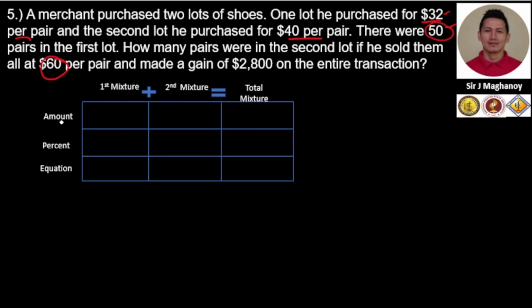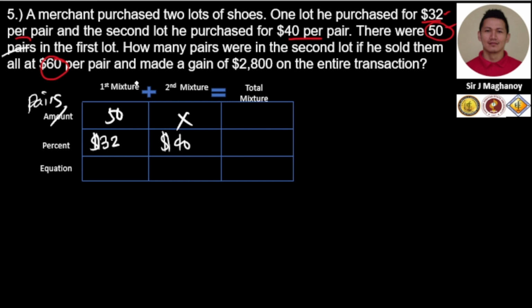So instead of amount here, this will become pairs. How many pairs for the first lot? That is 50 pairs. At what price? $32 per pair. And the second lot, it is purchased at $40 per pair. So we have $40 per pair here. And the number of pairs in the second lot is not defined. So we can start with that unknown as x.